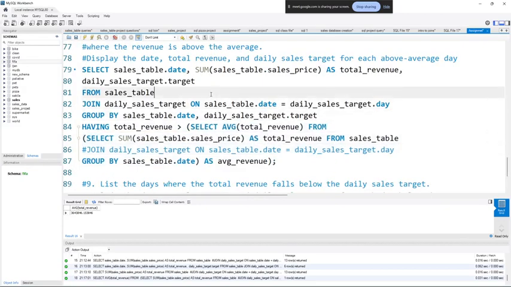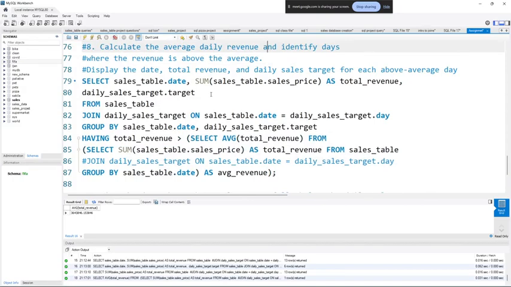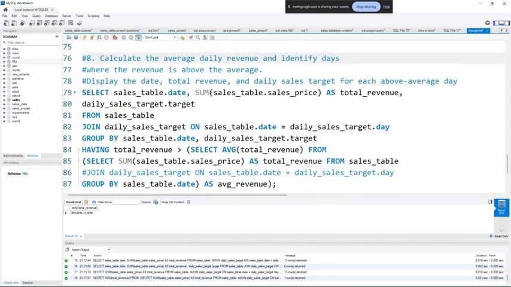They now said we should identify days. Look at the question. Calculate the average daily revenue and identify days where that revenue is above the average, which we just calculated now.